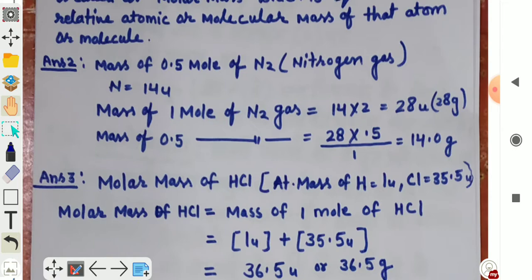So what will be the molar mass of nitrogen gas? Nitrogen means N2. There are 2 atoms of nitrogen in N2. So 1 mole of N2 gas is equal to 14 into 2. The atomic mass of nitrogen is 14. There are 2 atoms, so multiplied by 2. So it will be equal to 28 U or 28 gram. This is the molar mass of nitrogen gas.